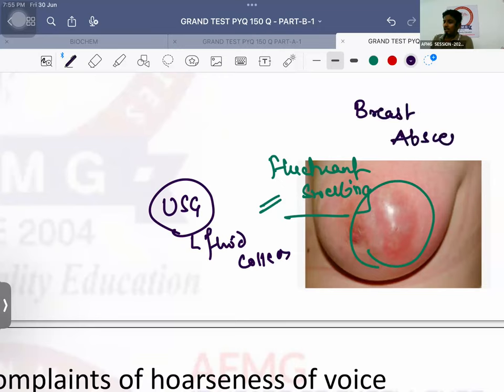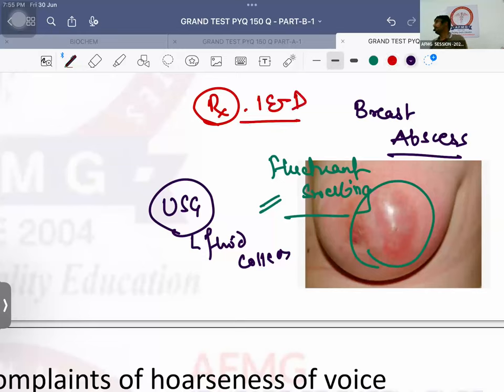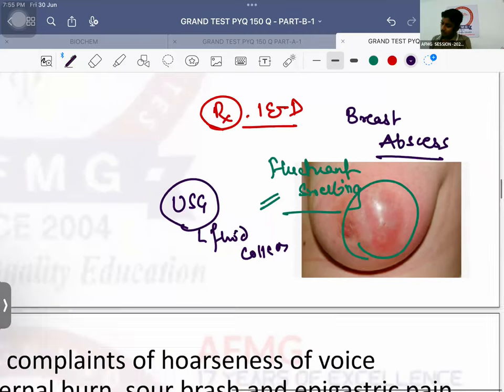Okay. The causes are the same: Staph aureus. Treatment for breast abscess: initially, we can try aspiration, but the best treatment will be incision and drainage. Which number blade? 11 number blade, along with antibiotics.